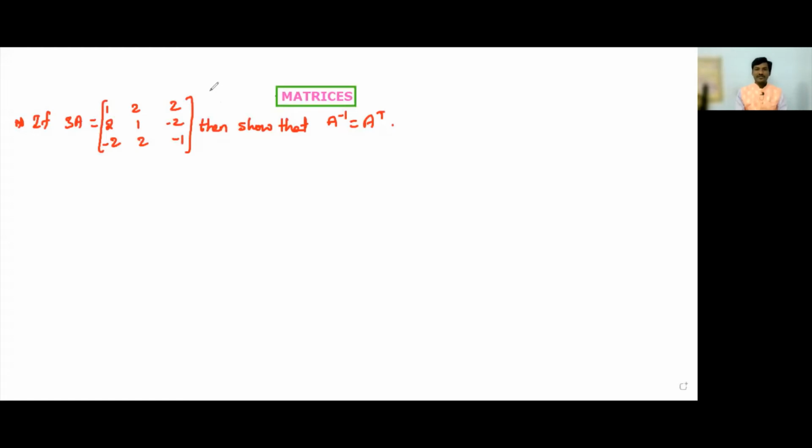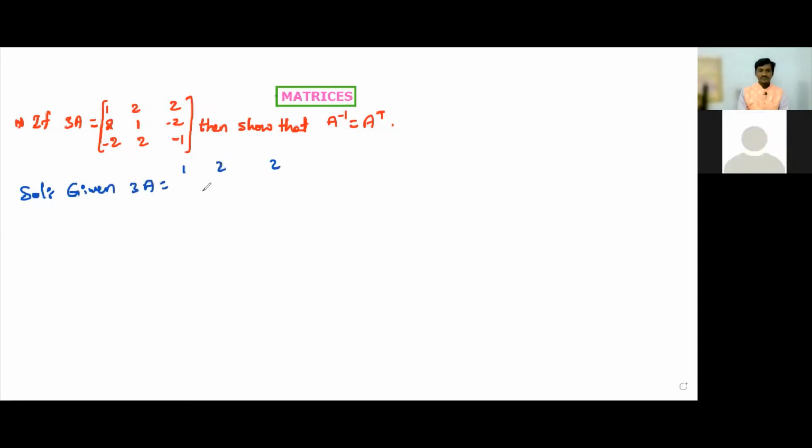If 3A is equal to the matrix [1 2 2; 2 1 -2; -2 2 -1], then show that A inverse is equal to A transpose. So here in this question, what is the given matrix? 3A is equal to [1 2 2; 2 1 -2; -2 2 -1]. This is the 3A value.